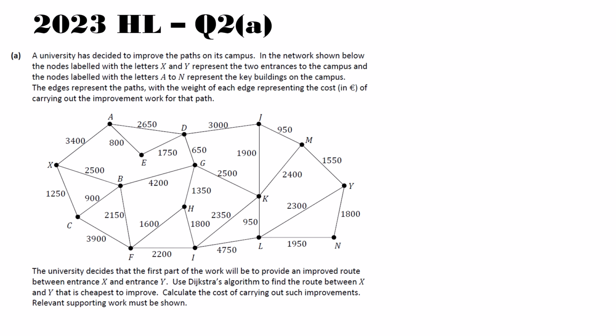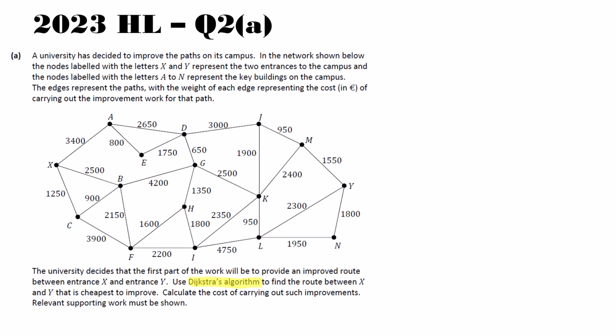Now let's take a look at question 2, part A from the 2023 higher level paper. This question looks at Dijkstra's algorithm. We're told that a university wants to improve the paths on campus. We're given this diagram below. X and Y are entries and exits to the campus, and then all the other letters A to N are buildings of importance. They want to redo the pathways, but rather than redo all the pathways, instead we're going to look at the shortest path.